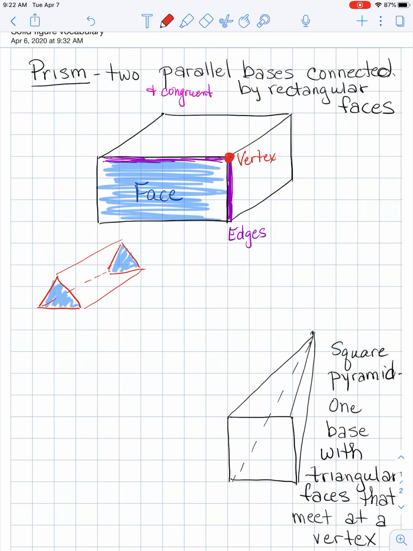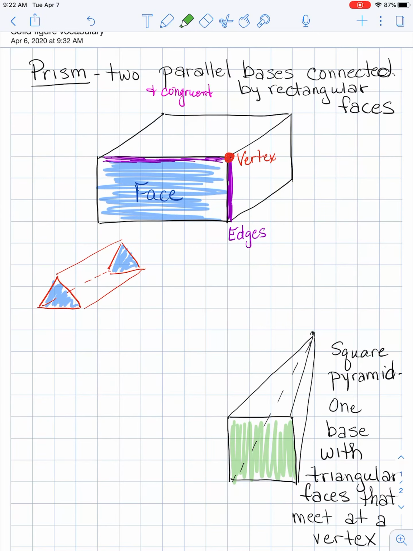Now, the next thing we're going to talk about is what we call a pyramid. Okay, a pyramid has only one base. So in this case, we have a pyramid. This is the base, okay? And it's named after its base as well. So this is what we're going to call a square pyramid because the base of this square pyramid is a square. Okay? The difference between a prism and a pyramid is a prism has two bases.